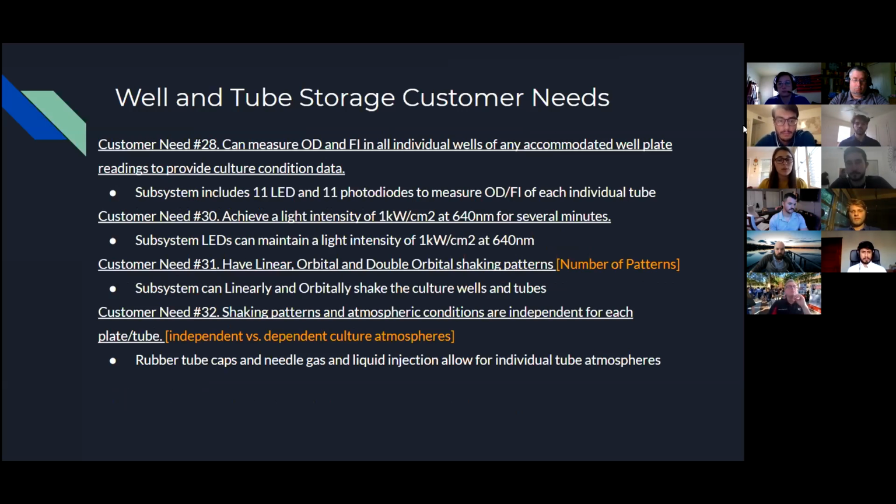Customer need 31 requested that the incubator have linear, orbital, and double orbital shaking patterns, and our selected shaker will be able to linearly and orbitally shake the tubes. Customer need 32 requested that the incubator have shaking patterns and atmospheric conditions that are independent for each tube. And this need was addressed with the implementation of the rubber caps as mentioned before for the independent tube atmospheres. However, the chosen design will not be able to individually shake each tube.